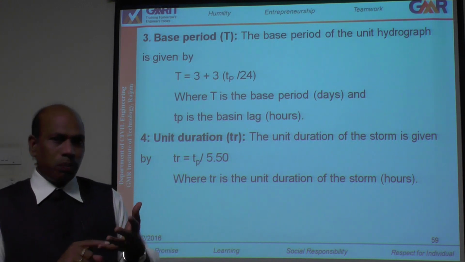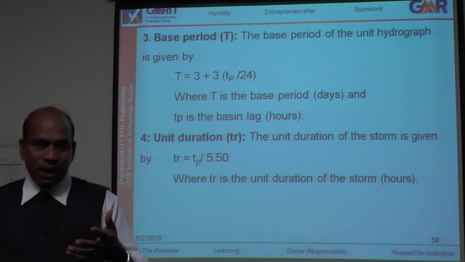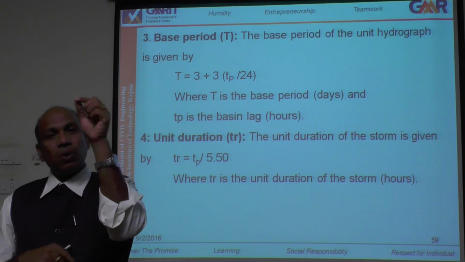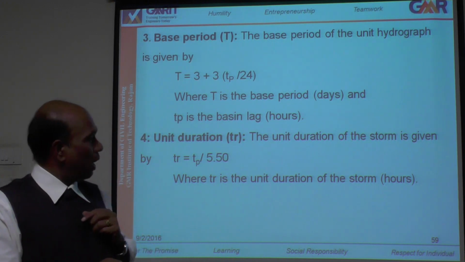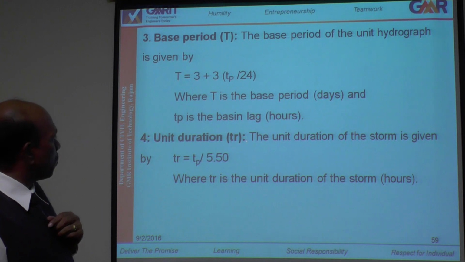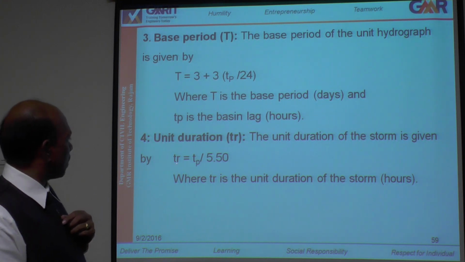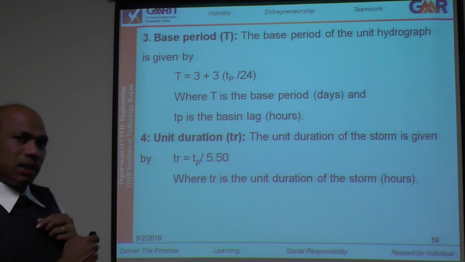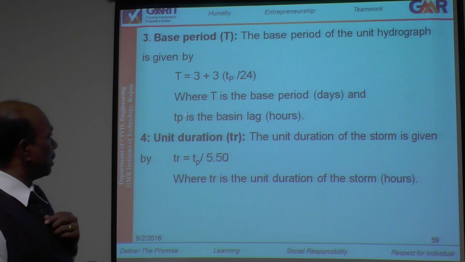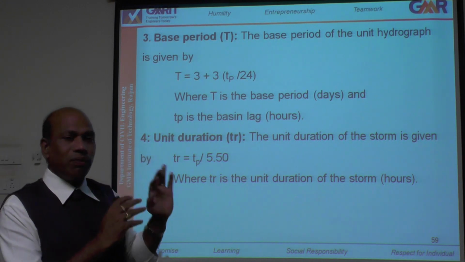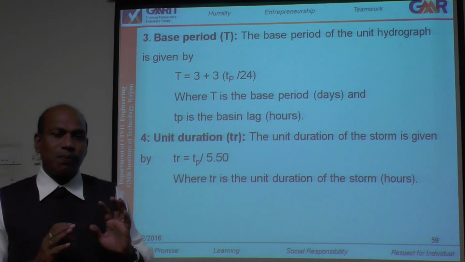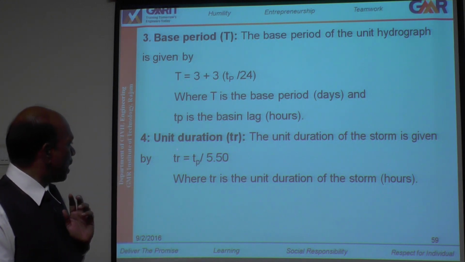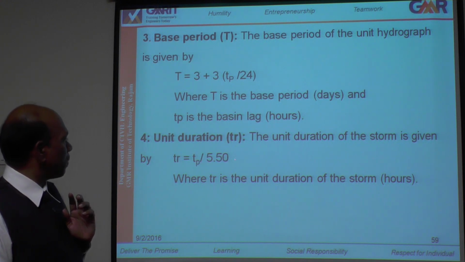By using this formula, we know the base period, we know the peak discharge, and we have also calculated the basin lag for the location of peak discharge. One more formula is the unit duration. Unit duration equals Tp divided by 5.5, where Tp is the basin lag determined earlier. These are the values used for the construction of the hydrograph. Here TR is the unit duration, Tp/5.5.